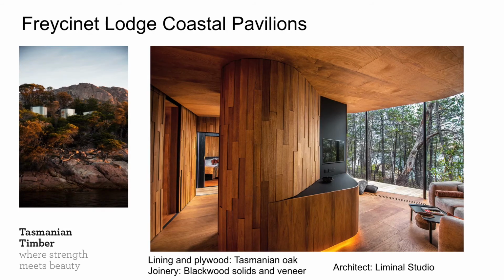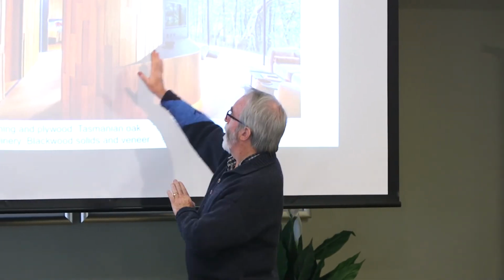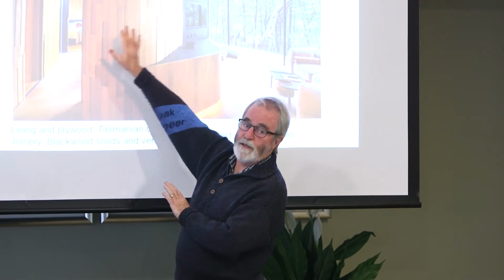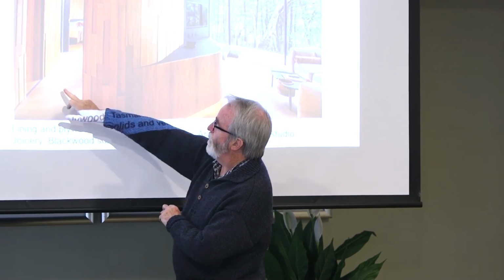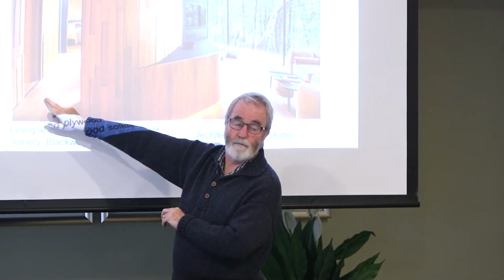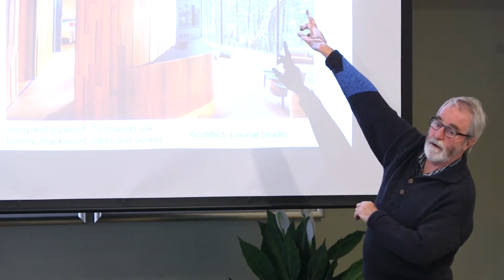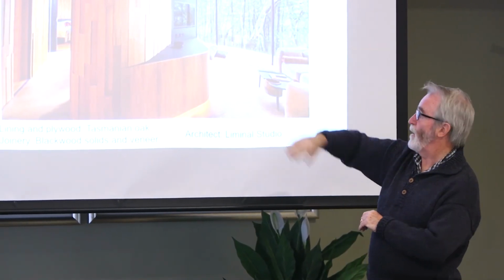So this is a Liminal Studio project. This is at Freycinet Lodge Coastal Pavilions. And these are relatively small modules that I believe you can rent and stay up there. So what we've got here is Tas oak board set in a staggered pattern around the walls and probably stained to give you this colour, this even brown. We've got plywood, Tas oak plywood, floor and ceiling put in, toned the same way.